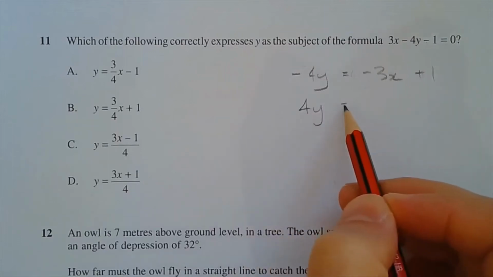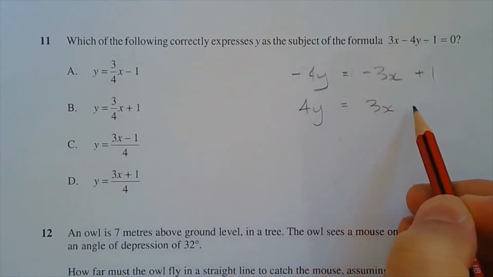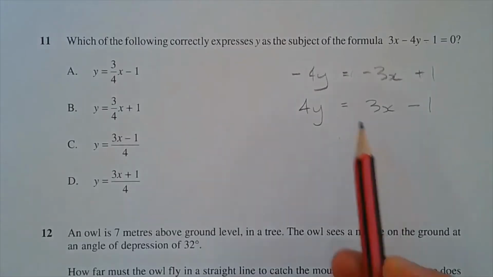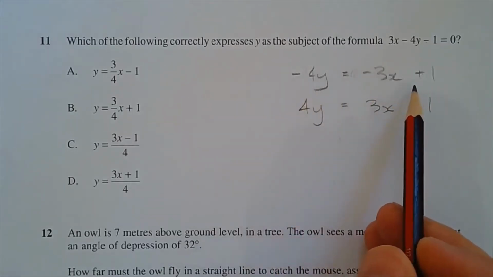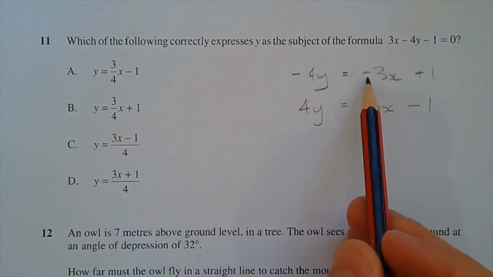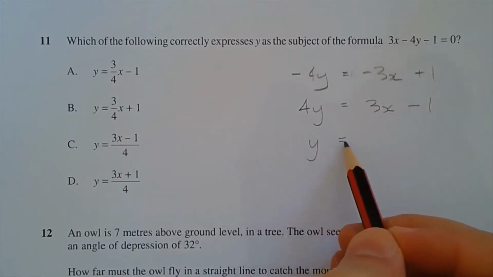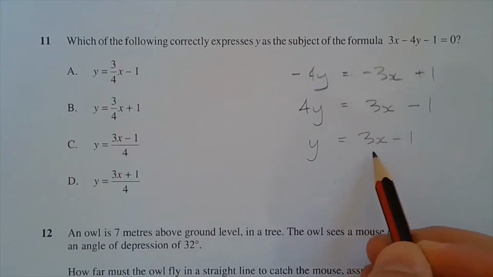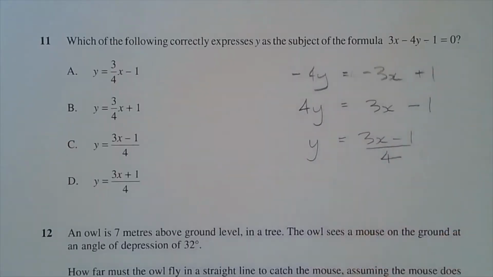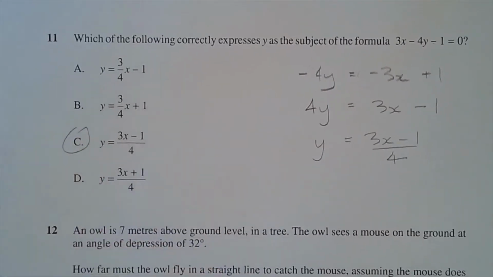So 4y is equal to 3x minus 1. By dividing by negative 1, or multiplying by negative 1, it switches the signs of all the terms on the other side. And then lastly, we're going to divide everything by 4. So y equals 3x minus 1 over 4. And that'll be option C.